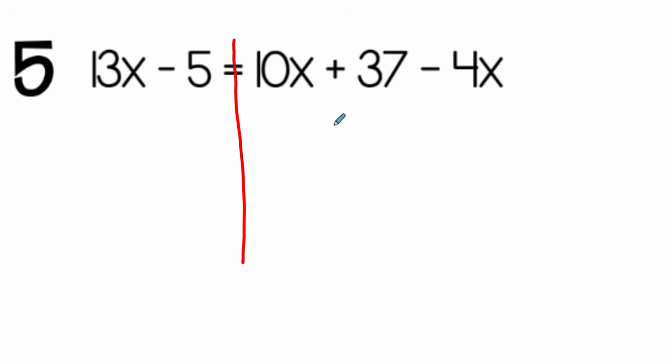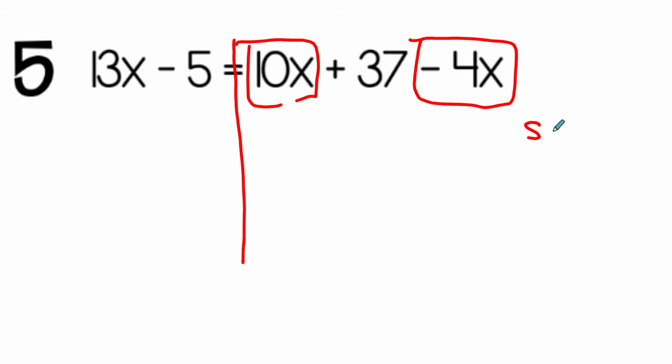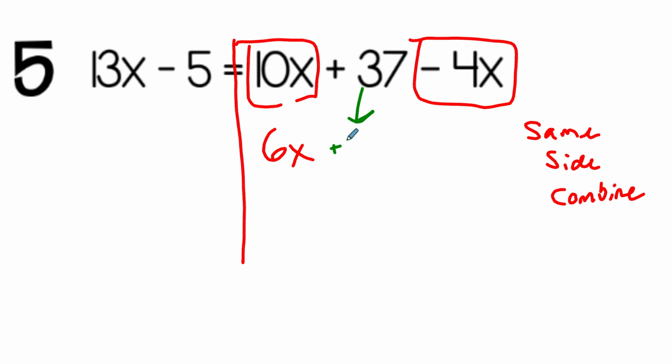Are there any parentheses? No. Are there any like terms? Yes. I have a 10x and a negative 4x. Notice how they are on the same side. When we have same side, we combine. So I'm going to get 10x minus 4x, which is going to make 6x. And I'm going to go ahead and drop everything else down.